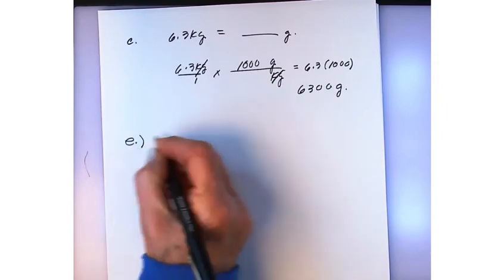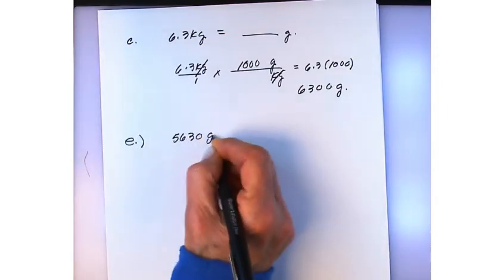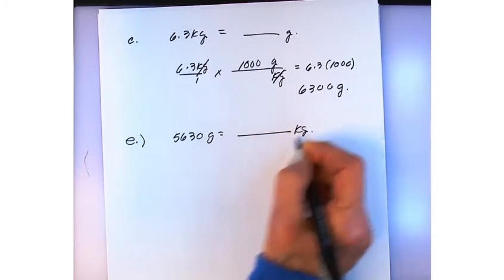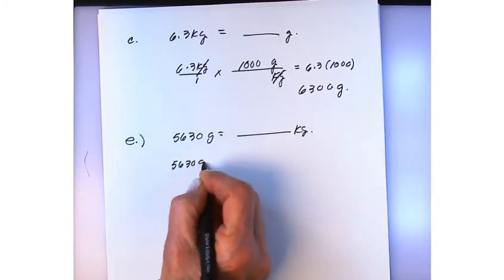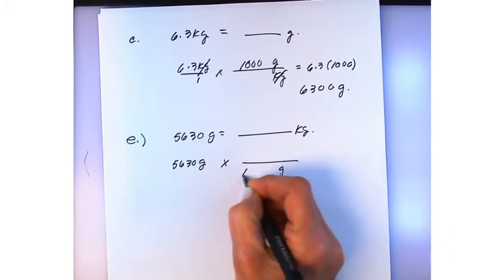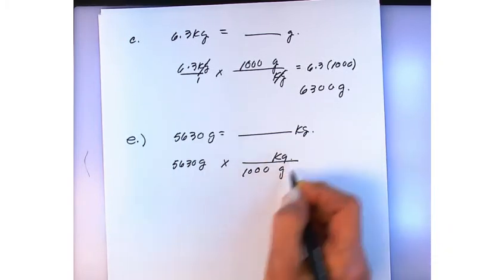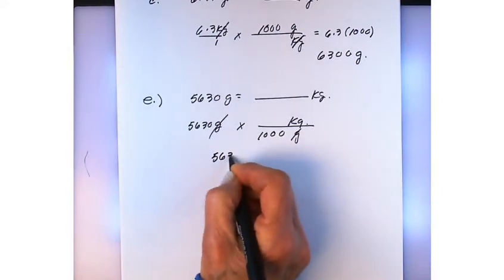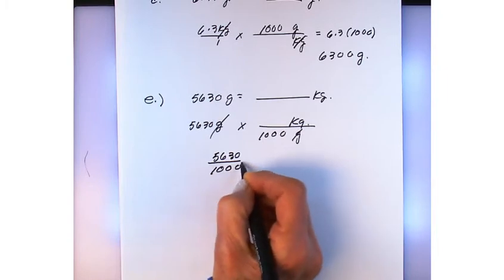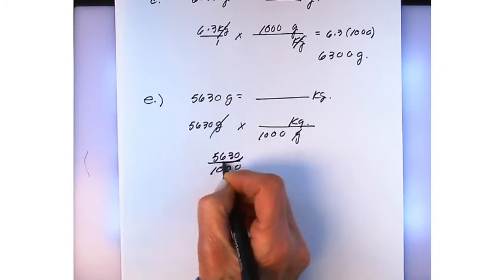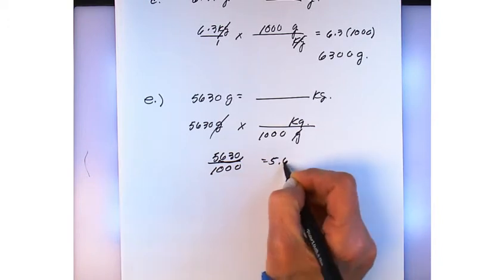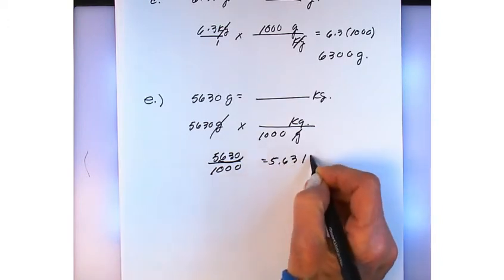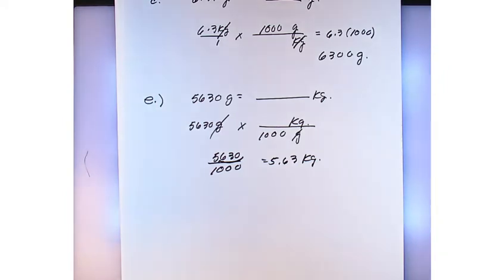And E, 5,630 grams equals how many kilograms? 5,630 grams, 1,000 grams, bring in the kilograms. I now have 5,630 over 1,000. That tells me to move my decimal point 3 places to the left, 5.63 kilograms. I think that we have done many of these, and you should be in good shape here.